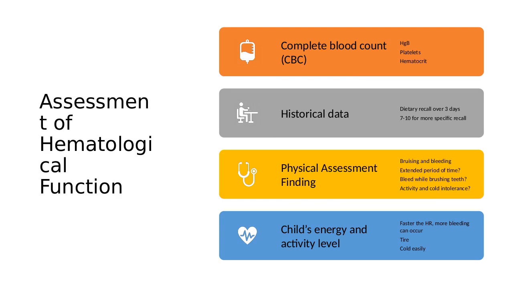This will be checking the hemoglobin, the platelets, the hematocrit. Next, we would check historical data, so dietary recall over the last 3 days. And then if you need a more specific one, you can go for a 7 to 10 day recall. We'll also look at physical assessment findings. So is there bruising and bleeding? What's the extended period of time of bleeding? Is it easy for them to clot?